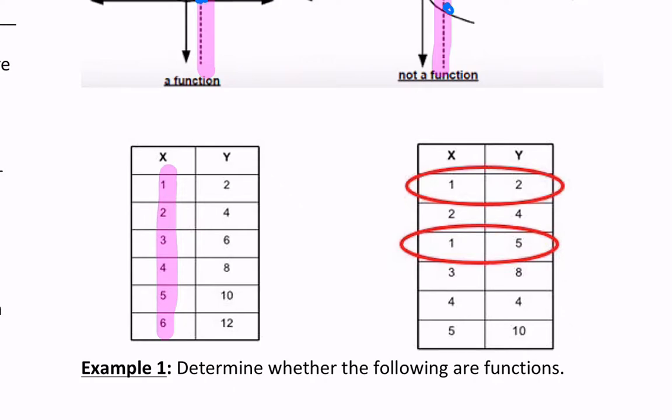All right, on this next one, notice we have a 1 here and a 1 here. 1 goes with 2, 1 also goes with 5. So that is a cheater, cheating x's, they repeat, not a function.